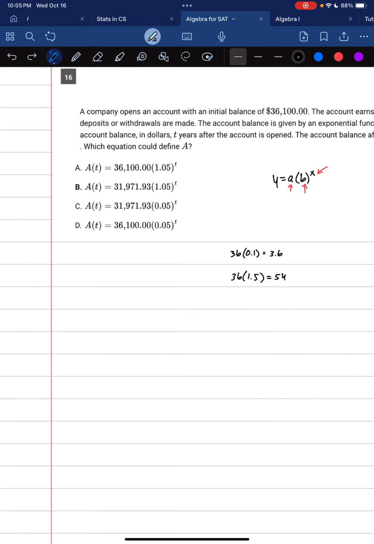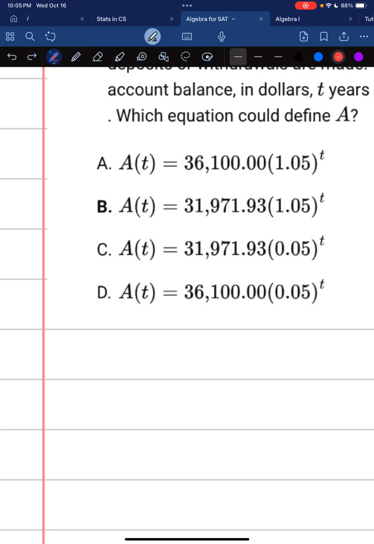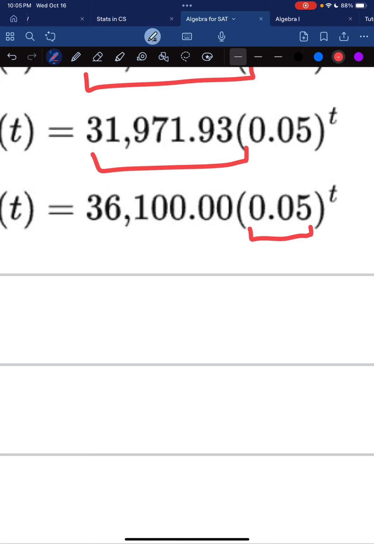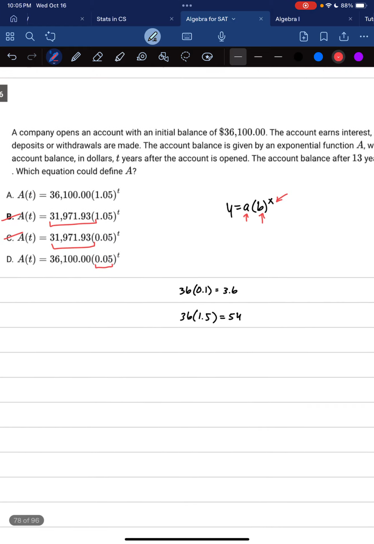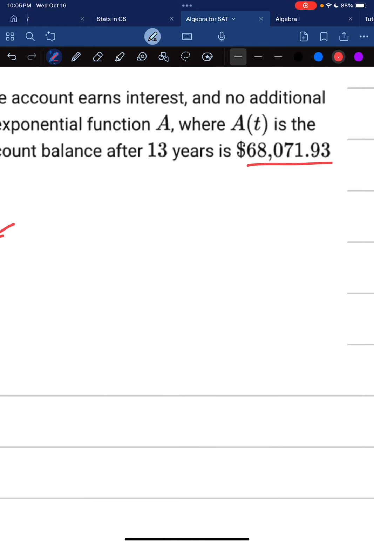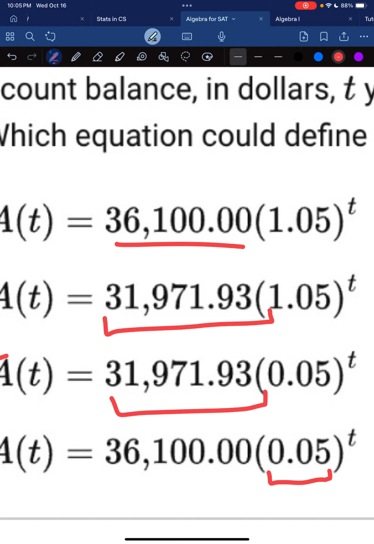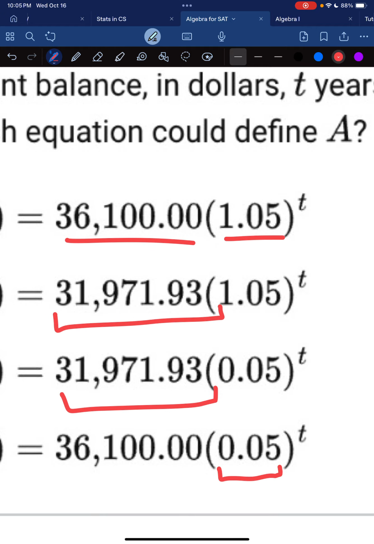not less than 1. So if we look at our answer choices, we can immediately knock out B and C, because the initial amount is not 36,100, right? They told us that the initial amount is 36,100, so B and C are automatically incorrect. And now we can also eliminate D, because notice how the growth factor is less than 1, right? If you multiply 36,000 by 0.05, that's going to become way less. That's exponential decay. But we want exponential growth, remember, because they said that after 13 years, it becomes $68,000. So then the only answer choice that works is A. Notice how we have the correct initial amount, and also the growth factor is greater than 1, so we're actually growing instead of decaying.